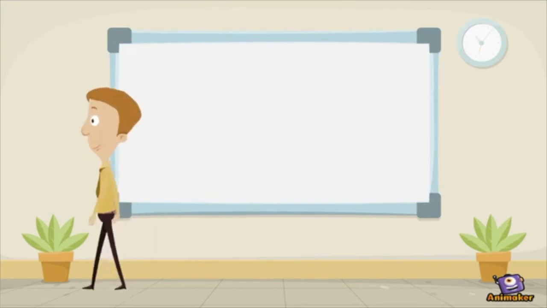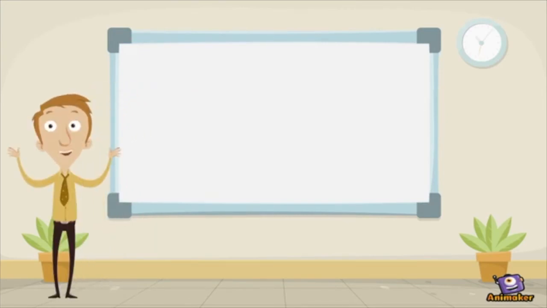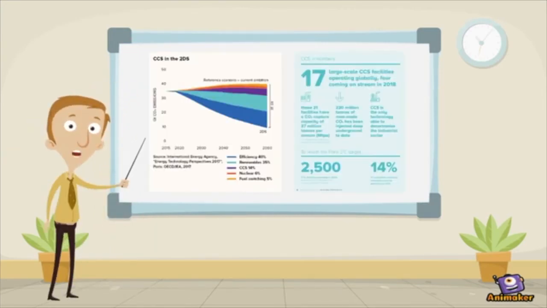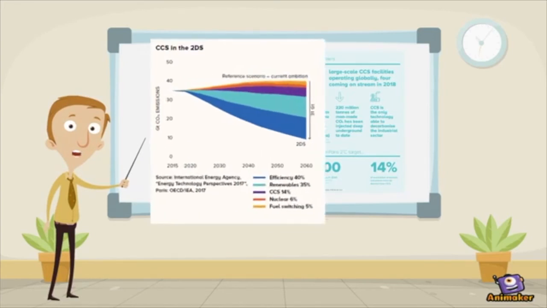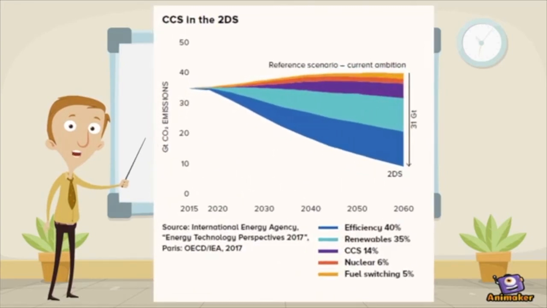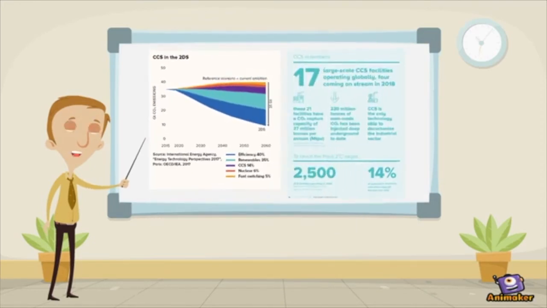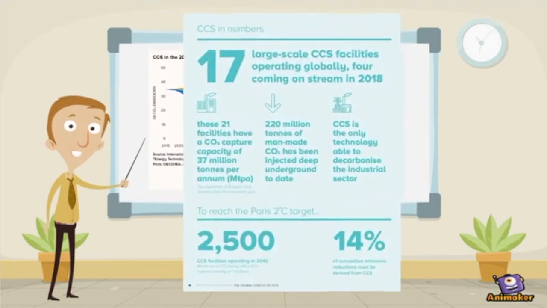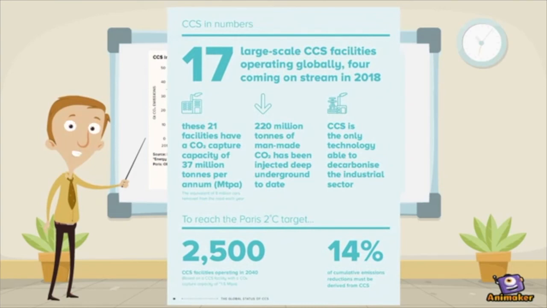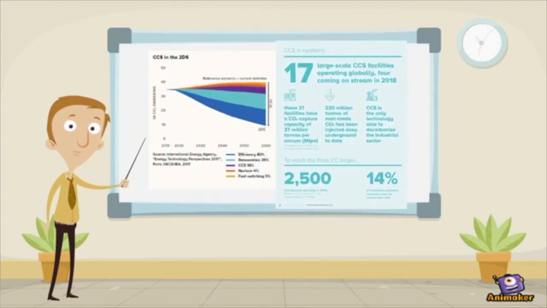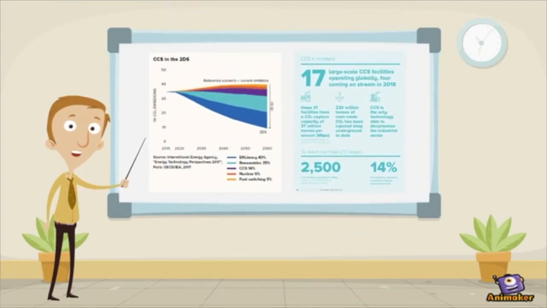Wrapping it all up, let's take a look at the following data. Currently, 21 CCS facilities capture 37 million tons of CO2 annually, with 220 million tons already stored. To reach current climate goals from the Paris Agreement, 2,500 CCS facilities with the capacity of 1.5 megatons per year will need to be operating in 2040, assuming that 14% of emission reductions are from CCS.